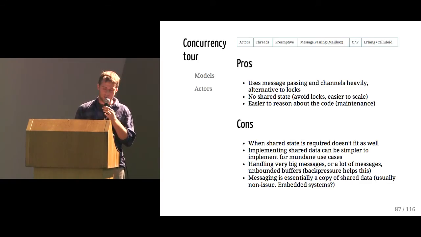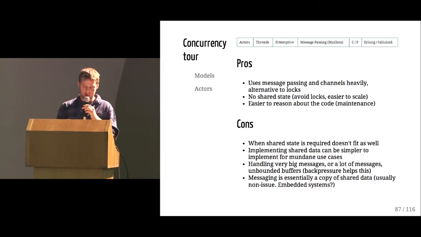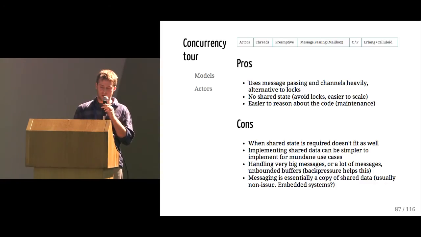There could be no shared state. If you have VM processes that don't share memory, then you have the advantage of processes in IPC, where you just don't share state and you can't really trip over each other, although you could. And again, the disadvantages are similar to CSP. You have a lot of messages, you have really big messages, that could be a problem.